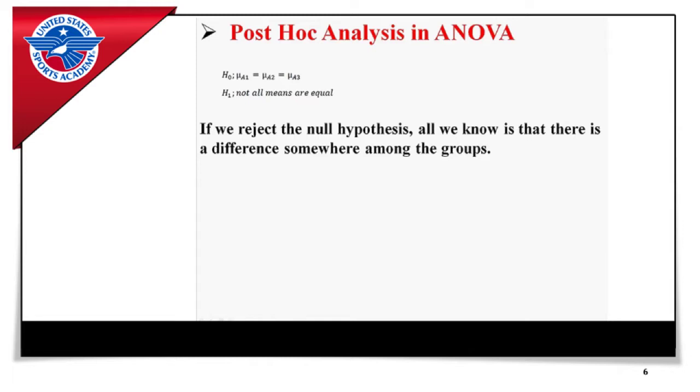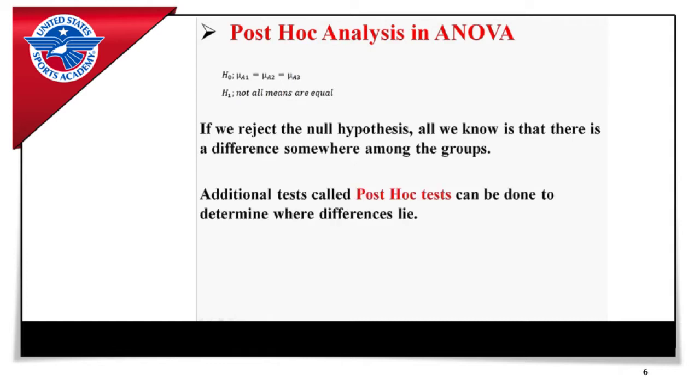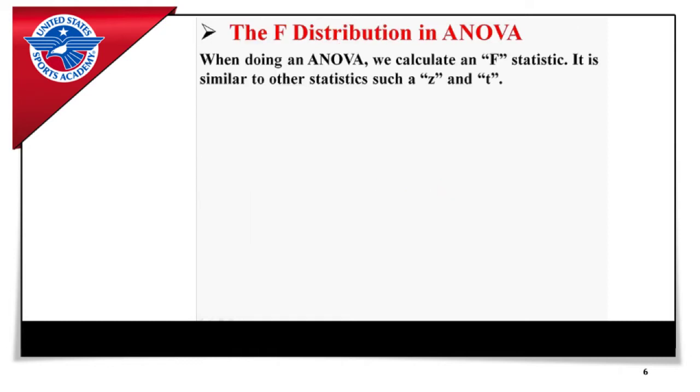Because remember, if we reject the null hypothesis, all we know is that there is a difference somewhere between our groups. We don't know where that difference is. So additional tests called post hoc tests can be done to help determine where the differences lie. Maybe groups 1 and 2 are different, maybe 2 and 3 are different, maybe they're all different. The post hoc test will tell us that, and there are several different ones we can perform. And of course we have the F distribution.